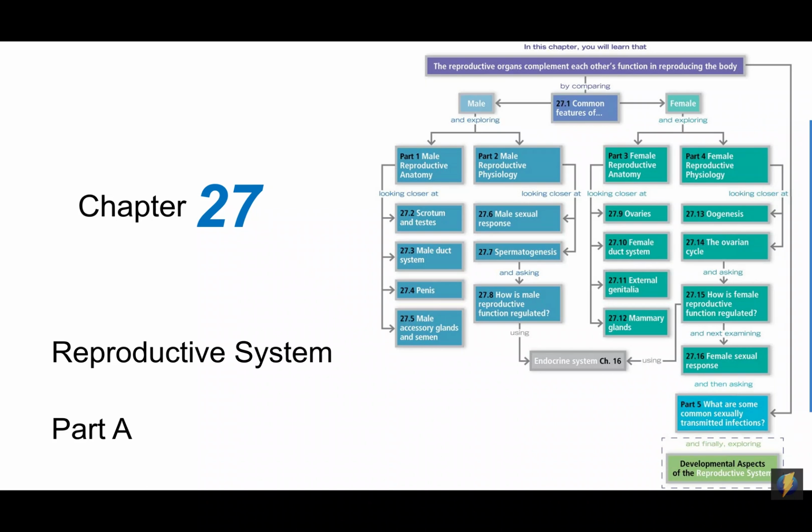So you'll see this chapter is split into really 4 parts, looking at male reproductive anatomy and physiology, and female reproductive anatomy and physiology. We're going to talk about the anatomy of both sexes first, and then spend some time walking through the physiology of both of these two systems.